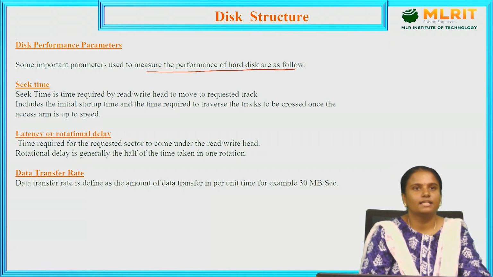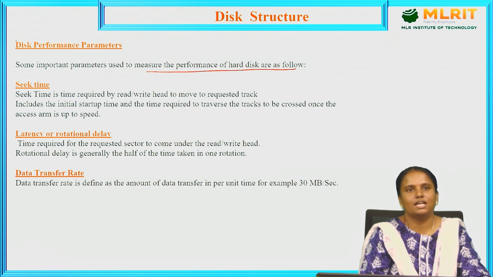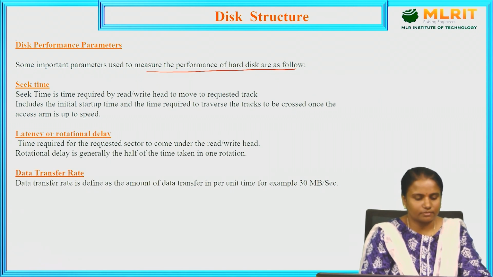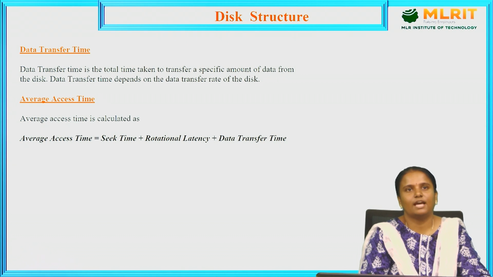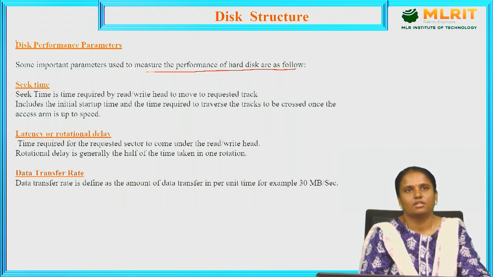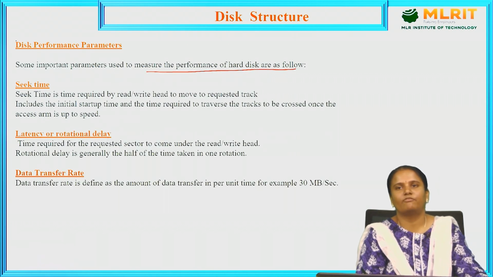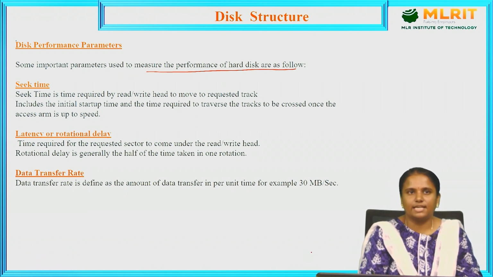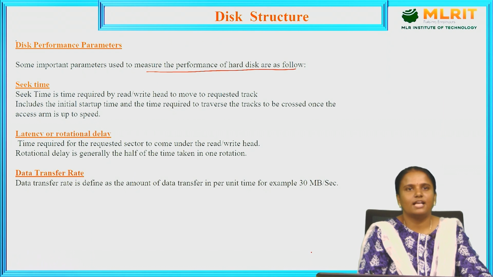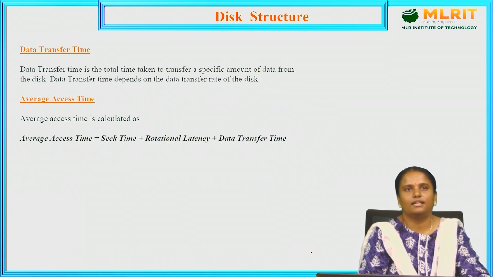Seek time, latency or rotational delay, data transfer rate, data transfer time, and average access time. So, how are these disk performance parameters used in calculations? They are based upon seek time, latency or rotational delay, data transfer rate, data transfer time, and average access time.